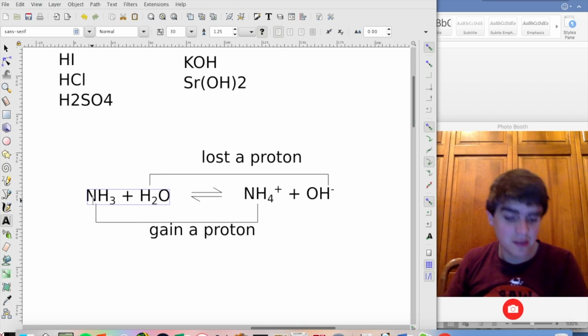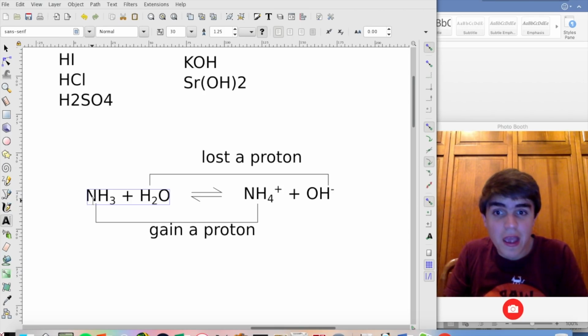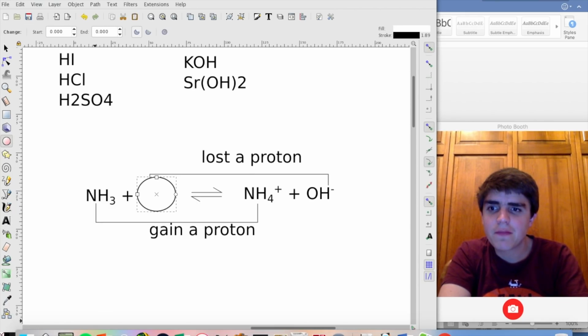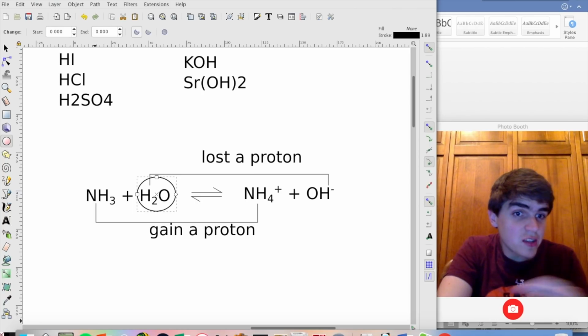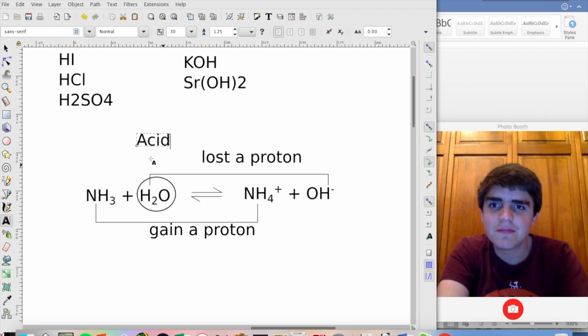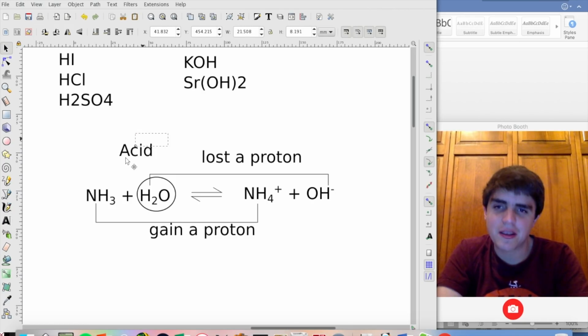So which is the acid? Which is the base? Well, remember, a Bronsted-Lowry acid is a proton donor. It's the one that gave away the proton. So which thing lost the proton? This lost the proton, right? This water gave up its proton, so this must be the acid, which of course makes the ammonia the base.